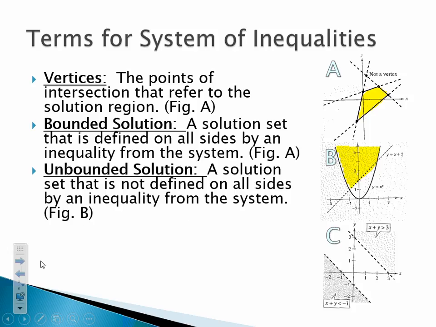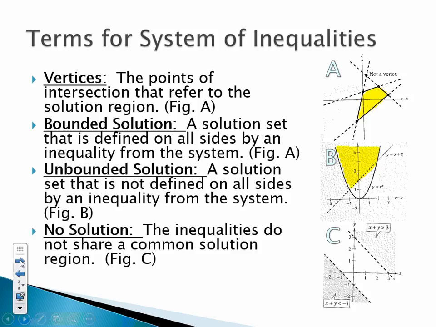And the last term that we need to cover is, well, what about no solution? No solution would occur if we have 2 inequalities that do not share a common solution region. That's what we see here in diagram C. We have 2 parallel lines, so there are no vertices involved in this problem at all because there are no intersection points that are bounding the solution set.